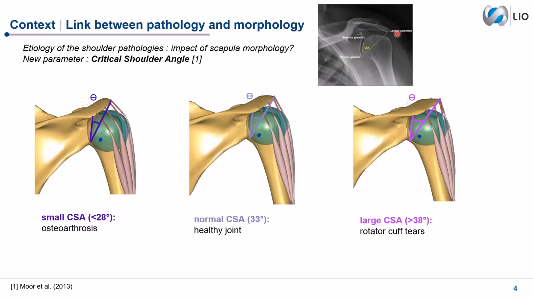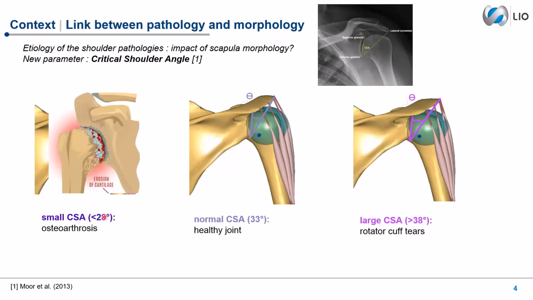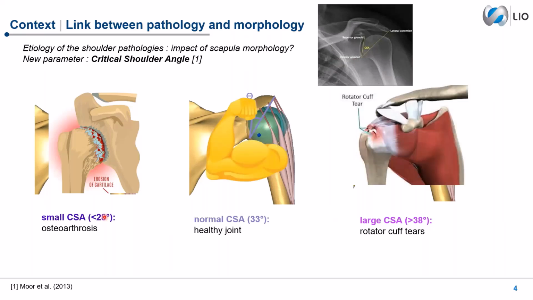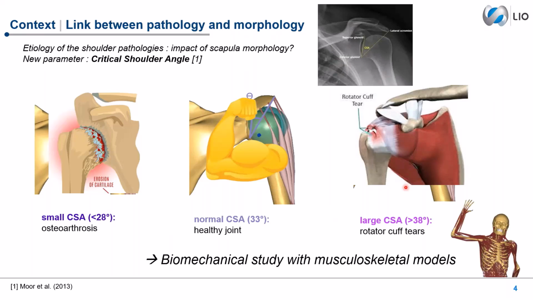And what they found is that small CSA was correlated with osteoarthrosis. The normal joint was pretty healthy, and large CSA was correlated with rotator cuff tear. But in order to better understand the pathomechanism, musculoskeletal models can be used so that we get the link between the morphology and really why it can lead to such different pathology.